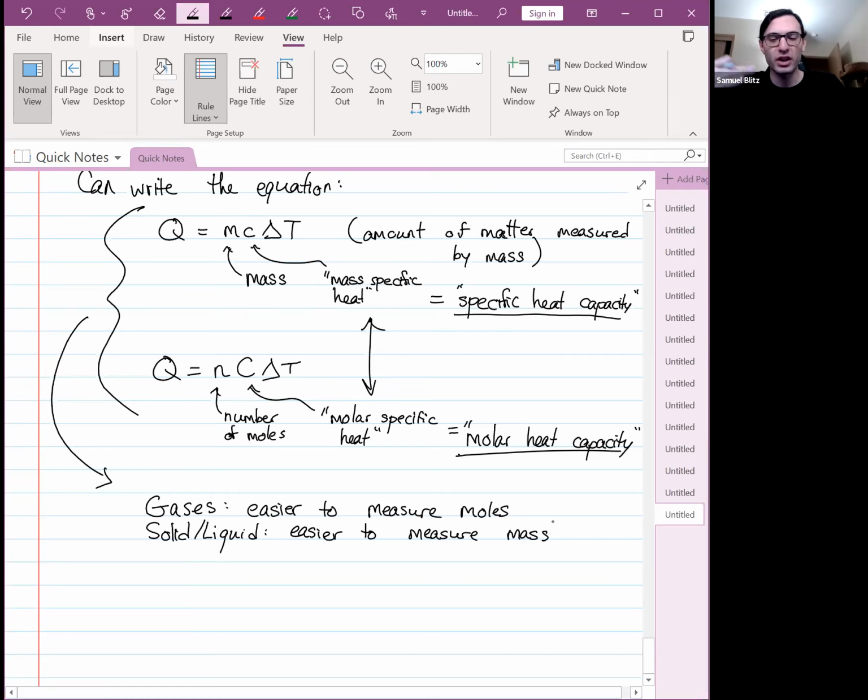There's no reason why you can't use the molar one for solids or liquids, but it's just typically more convenient to put your sample on a scale and use the mass one rather than the molar one. But they're both useful, just in different situations.